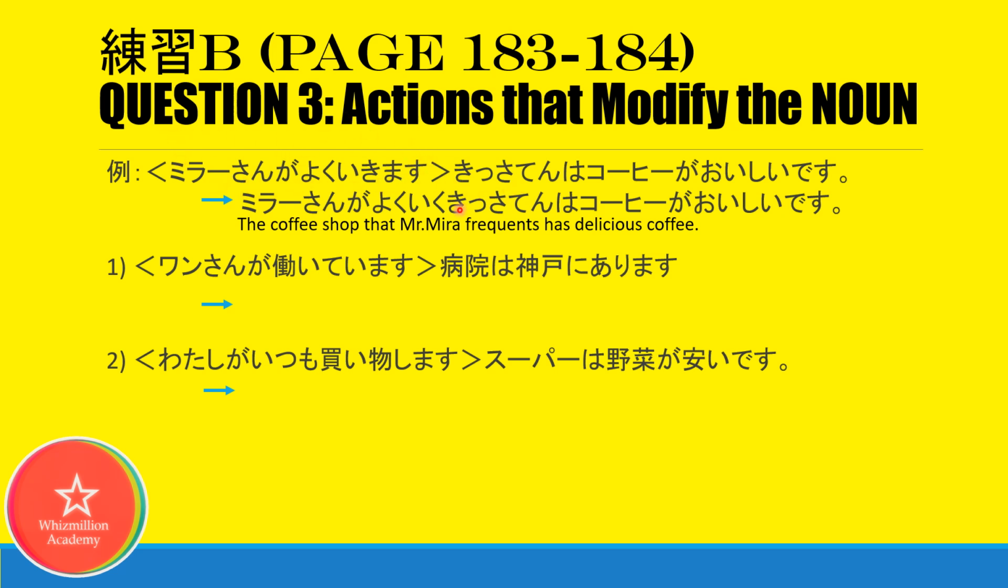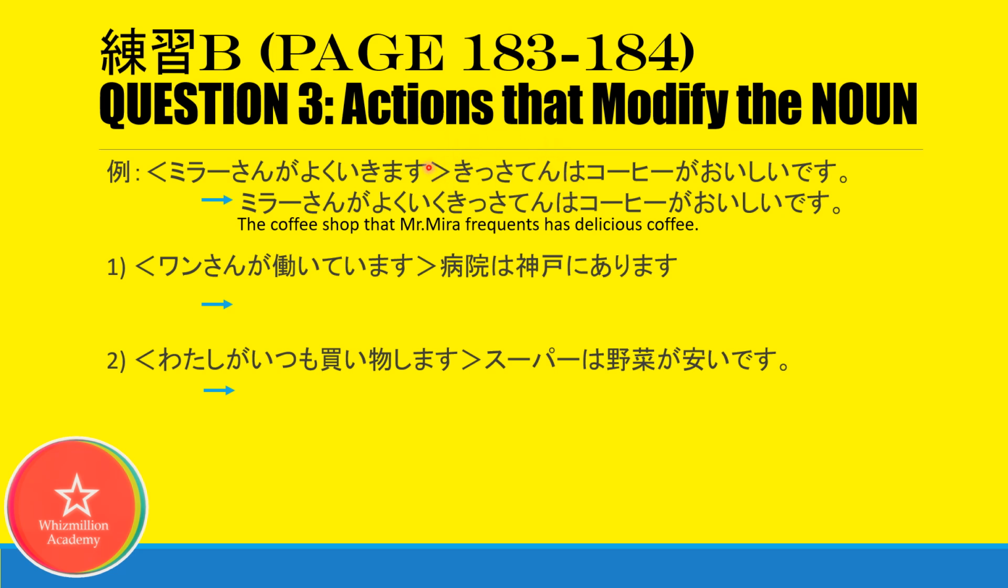Then followed by Kisaten wa kohi ga oishii desu. This coffee shop has delicious coffee, right? Or serves delicious coffee. Before we combine these two sentences, we need to know which is the noun that we are trying to modify here. Which is the noun that we are trying to describe here? Is it Mr. Mira? Is it Kisaten? Is it Kohi? Well, the answer is Kisaten. Kisaten is the noun that we are trying to describe here.